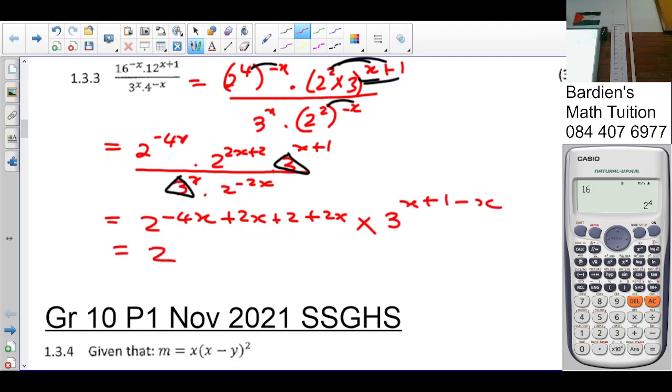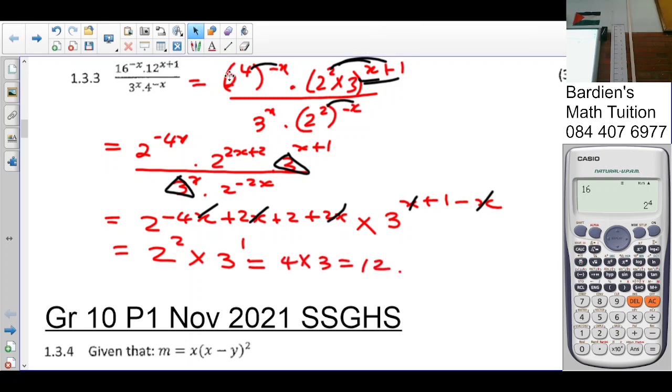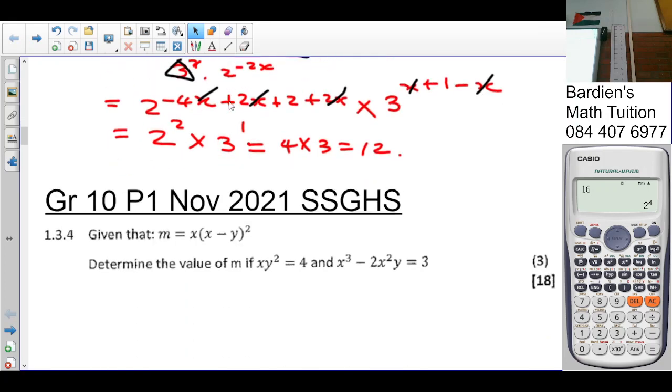That gives us 2 squared times 3, that cancels, and leaves you with 2 squared, which of course is 4, times 3, and 4 times 3 is 12. Is that correct? Just stop me when I make a mistake. I don't understand.